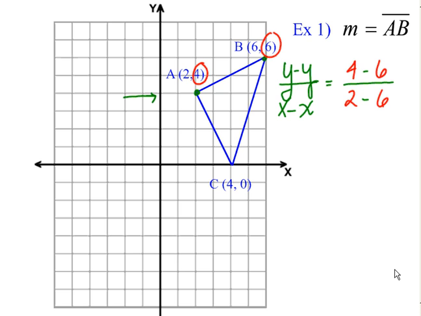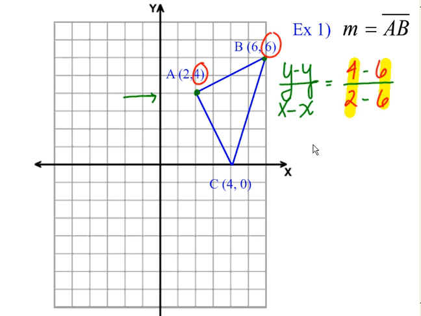Before we continue, I do want to point out it is important that pairs of numbers be over each other. The 4 and 2 go together, they need to be in the first spot. The 6's go together, they need to be in the same spot. They need to be over each other. Make sure you don't switch them around or you get a totally different number.